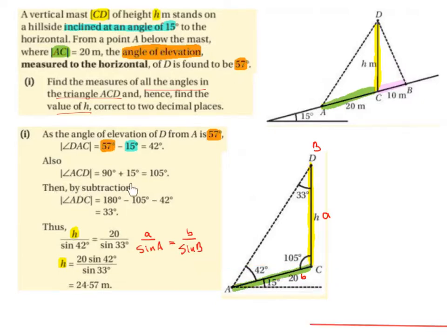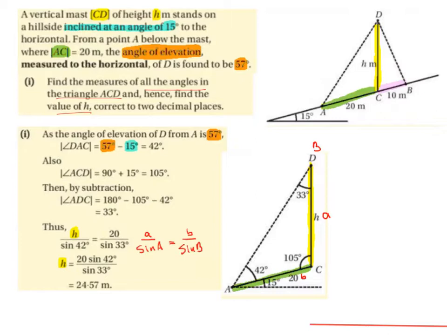Then by subtraction, the angle ADC is going to be 180 degrees because the angles in a triangle add up to 180 degrees, minus 105 minus 42, which is 33 degrees. So this angle here is 33 degrees. So now we have the three angles and we just have to find the side which is labelled as h, the height.